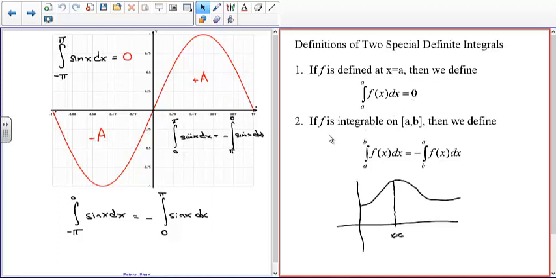What we just talked about is if f is integrable on a to b, then if we change the order of the integration, if we integrate from a to b and we get an answer, we'll get negative that answer if we integrate from b to a. Switching the limits changes the sign of the result. It doesn't change the magnitude, it just changes it from positive to negative.